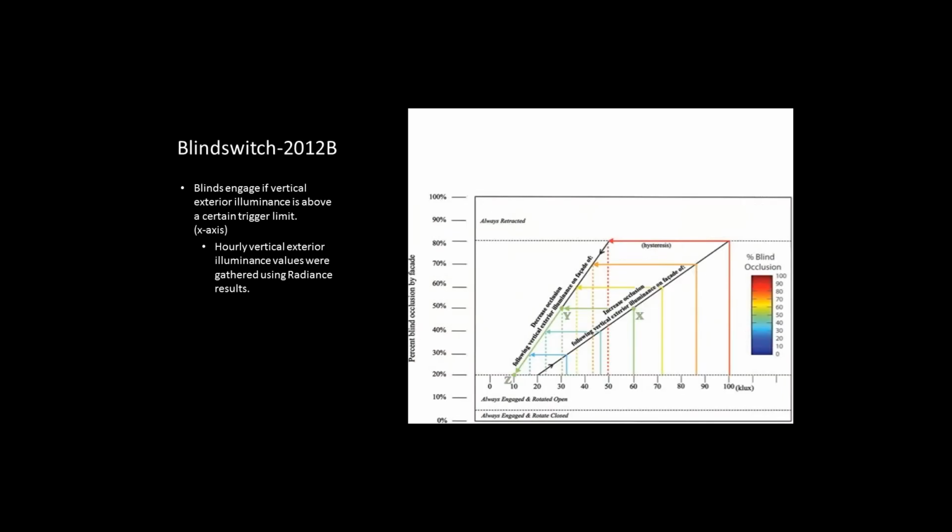Blind switch B: blinds engage if vertical exterior illuminance is above a certain trigger limit, and hourly vertical exterior illuminance values were gathered using Radiance results. As with blind switch A, we have hysteresis, but this one is lux-based, and it controls retraction points for each window.